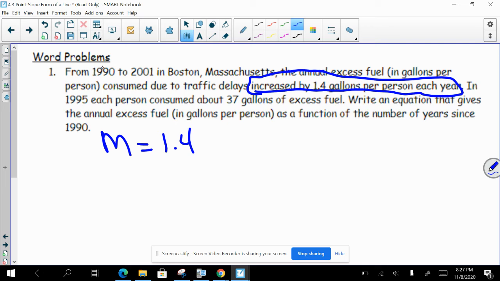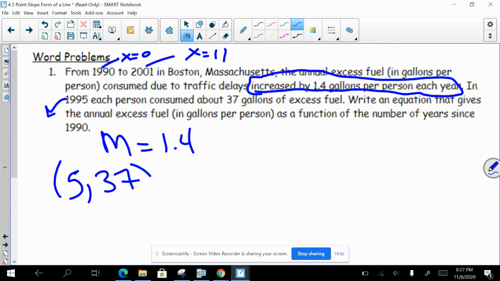Okay, so if it's 1990, that represents x equals 0. 2001 represents x equals 11. So 1995 represents x equals 5, and then consumed about 37 gallons of excess fuel. That represents the y coordinate when x is 5. All right, so just like the other examples, the first sentence gives you the slope of the situation. The next sentence gives you a point in time.